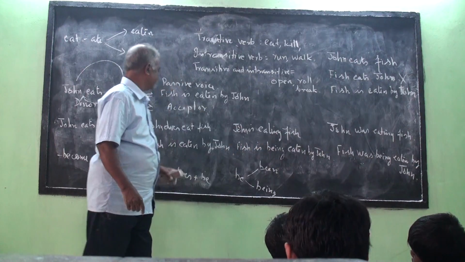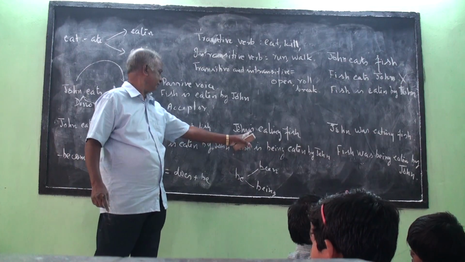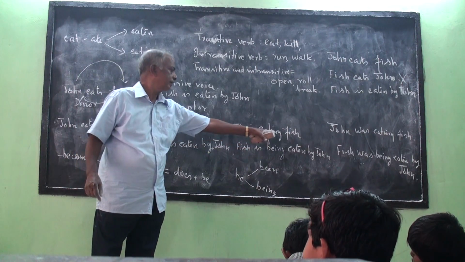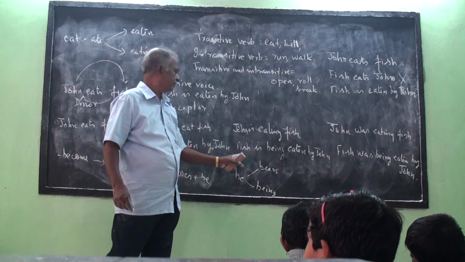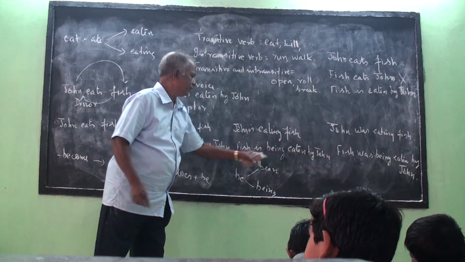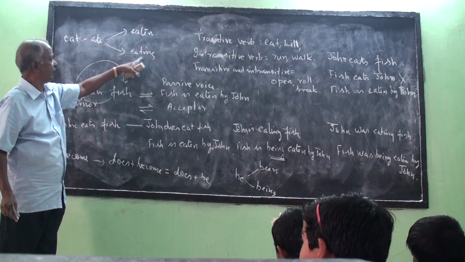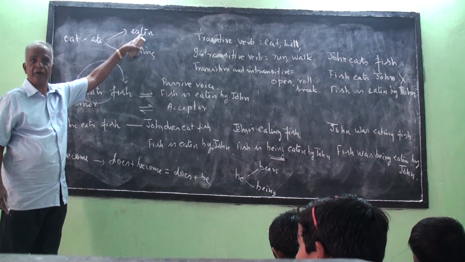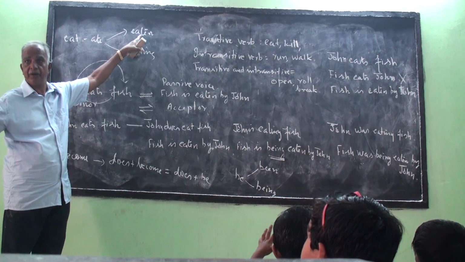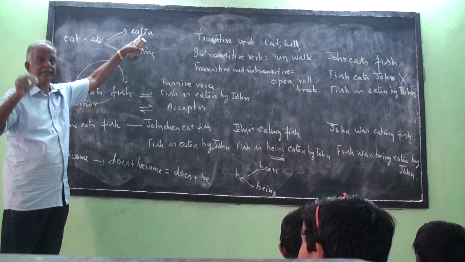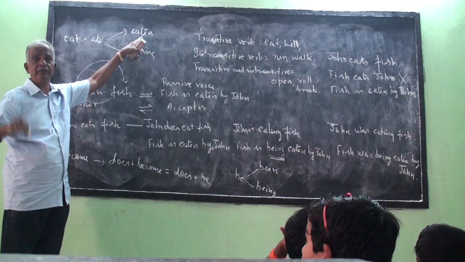John is eating fish. Here, we are substituting is with being. John is eating fish. Here, fish is being eaten by John. Why do we add being? See, in the passive voice, there is no ing form. We need an ing form. In the active voice, there is an ing form; in the passive voice, there is no ing form. In order to convert this eaten into the ing form, we are adding being.